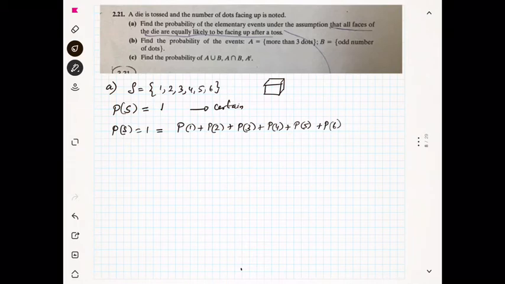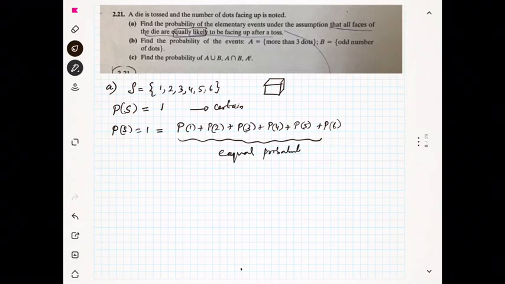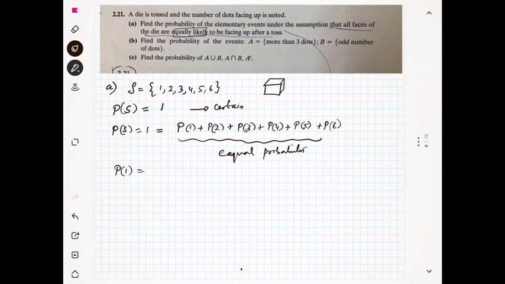Okay, and it is given that all are equally likely. That means all are equal probabilities. So if all are equal probabilities, then the probability of 1 will be equal to probability of 2 will be equal to, there are 6 cases actually, 6 cases. So probability of 3 will be equal to probability of 4 will be equal to probability of 5, which is equal to probability of 6. And you know that the sum of this is 1, so each one should have 1 by 6, right? That is the probability.